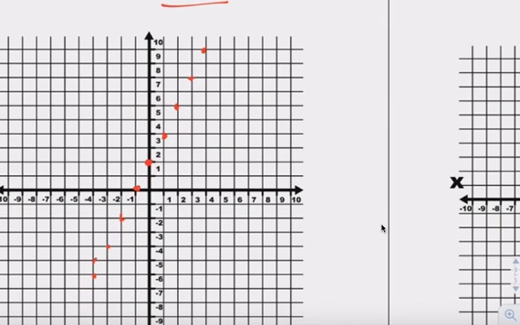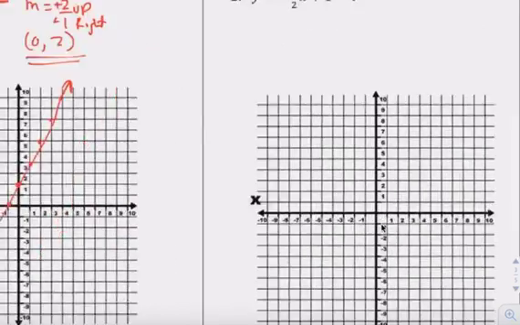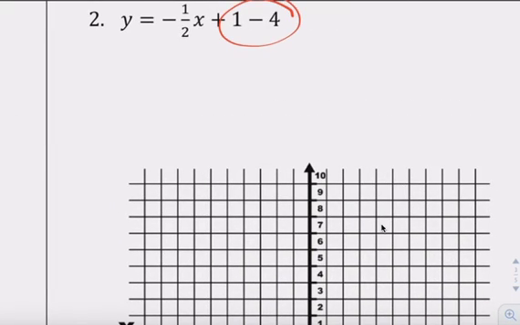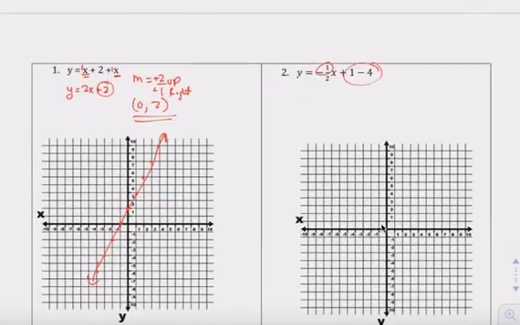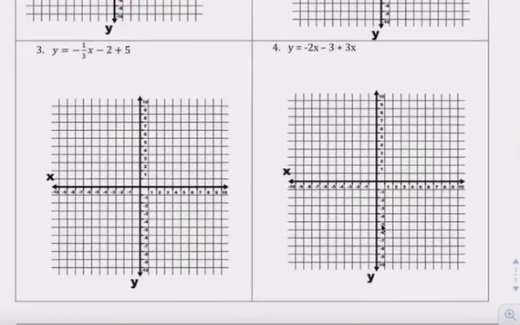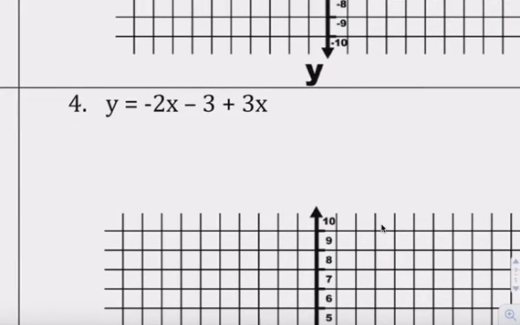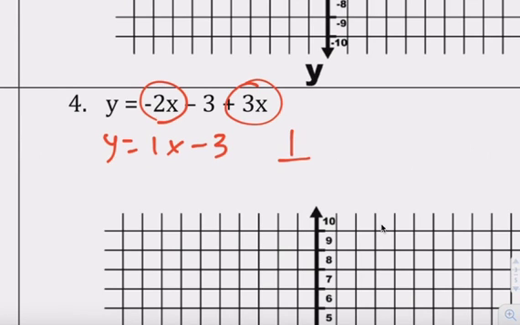Connect these dots. I can't connect them straight on the iPad. I don't know why. Make arrows because it can keep going forever. Same thing here. You combine this. This is the rate of change. Down 1, right 2. So if there's any question, same thing here. Combine these like terms first. You get y equals 1x minus 3. Your rate of change is 1 over 1. Your y-intercept is 0, -6.